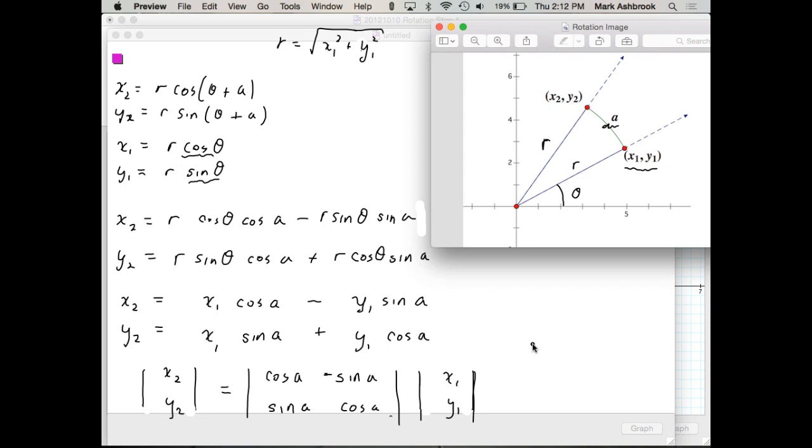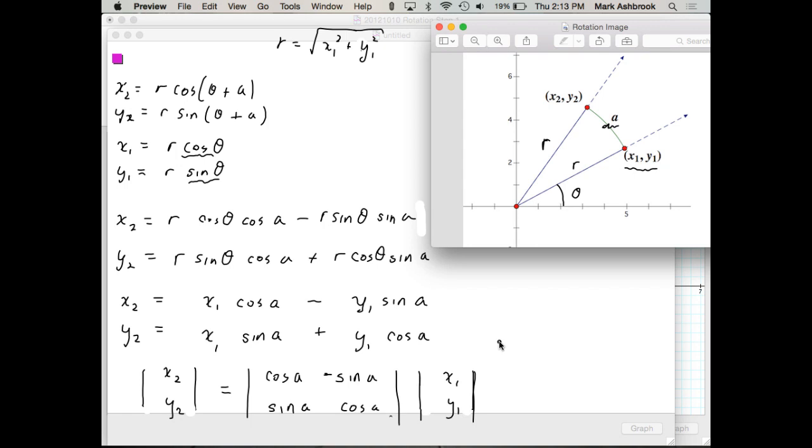Because if we were to go across this row and simultaneously down this column, we'd be doing cosine A times x1 plus minus sine A times y1, and that would equal x2. And there it is. Same thing across this row, down this column, multiplying. This is how we multiply matrices, right? Sine A times x1 plus cosine A times y1 equals y2. That's that equation. So this is nice. Why?